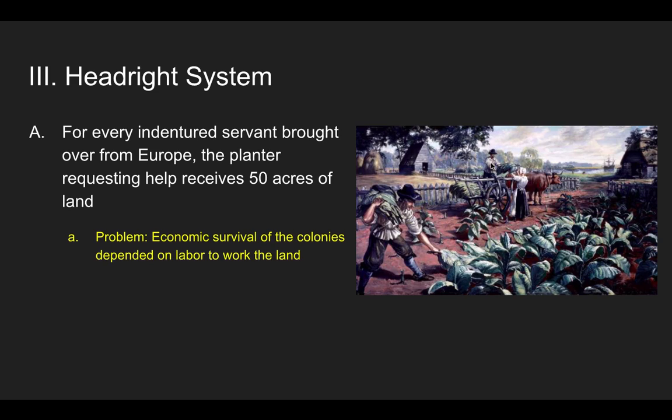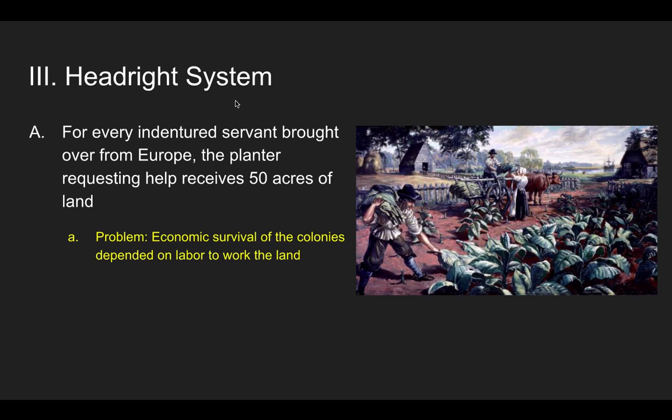Problem. So there's a problem here. Economic survival of the colonies depended on labor to work the land. So when England got these colonies in what would become the United States, they needed to turn the soil over and produce something like tobacco, like rice. Later it was cotton, in order to make it worthwhile to have colonies there. This is how they made their money. But there weren't enough people to grow things.